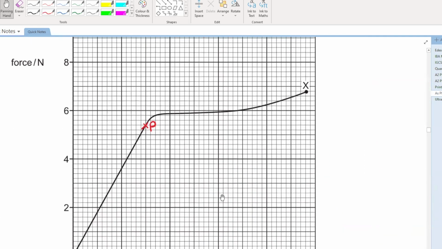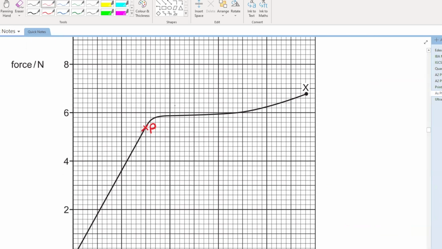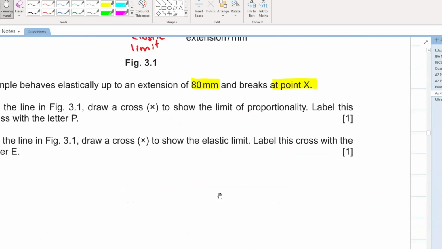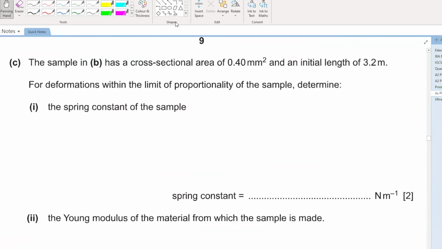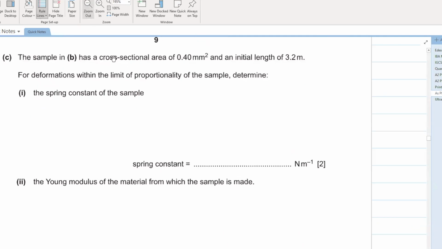We already know that the cross for the elastic limit will come at this point. This is point E. Simple as that. Literally the easiest thing that you will get. Simple. चलो, let's move ahead. बहुत आसान सवाल था बेटा. अगर नहीं समझ आया, ask right away.